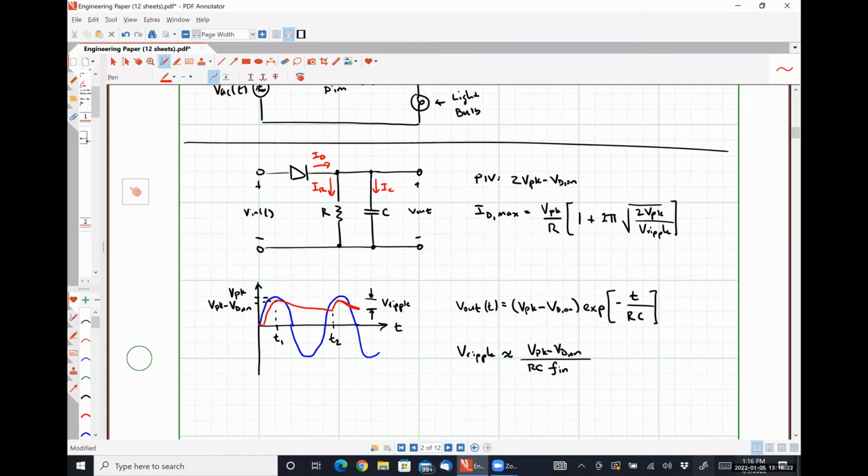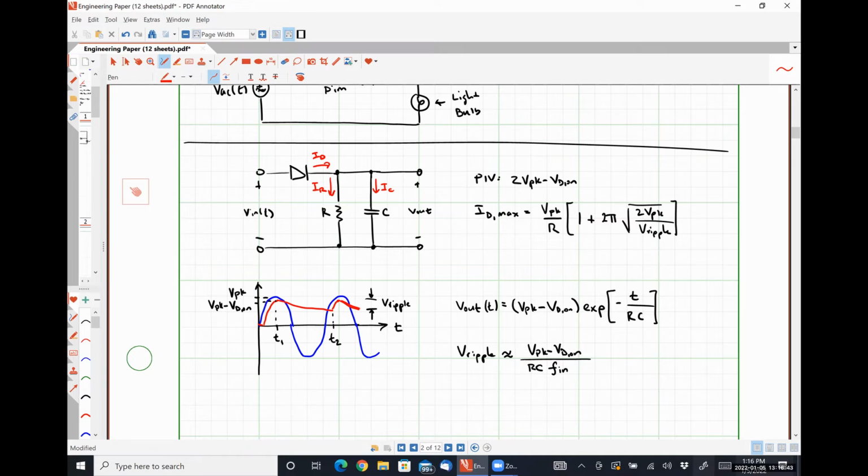All right. The ripple equation I'm good with. The peak inverse voltage I'm good with. The maximum diode current, simulate the circuit and base things on that. The math behind this, I'm just not sure about.